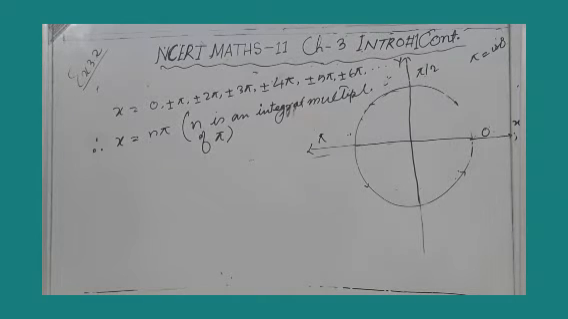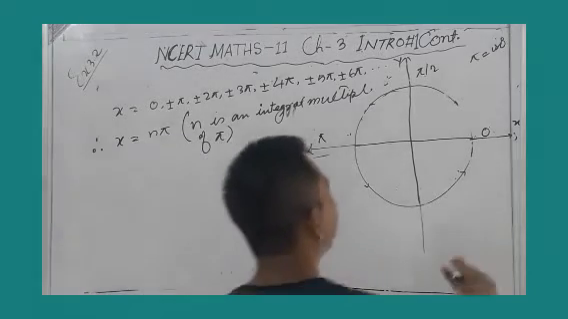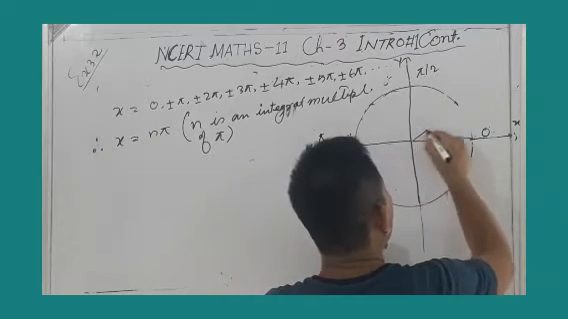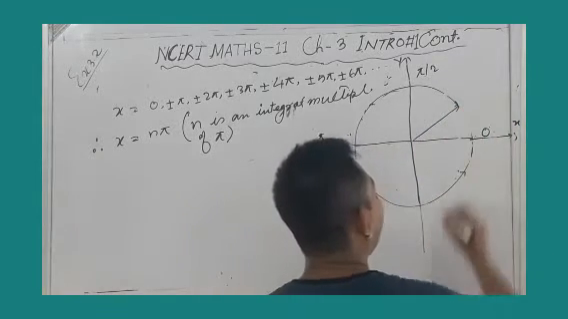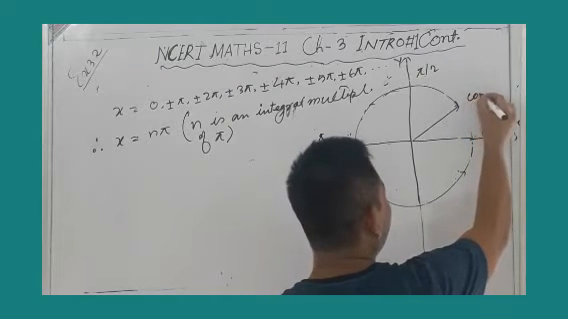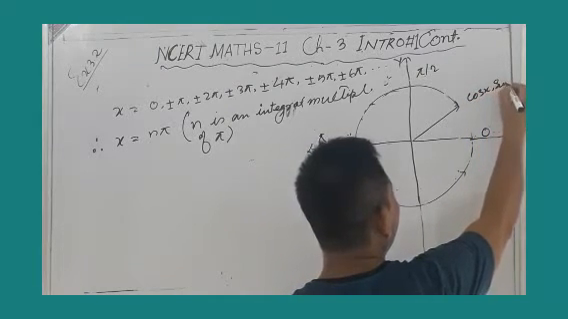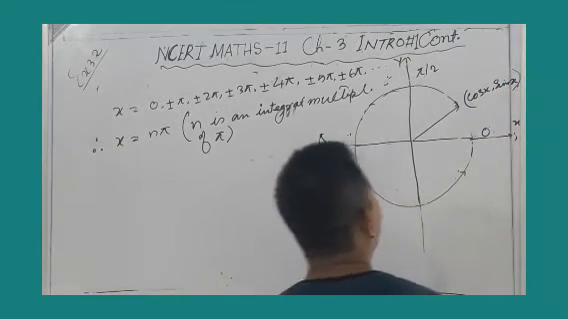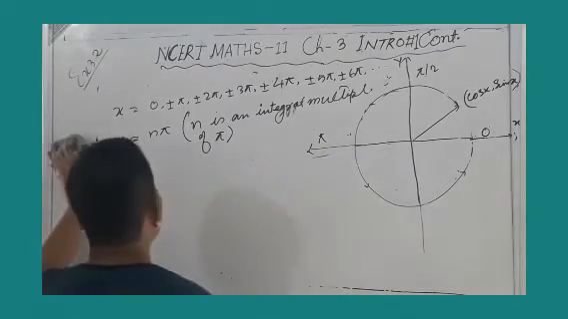Next, we have done sin x equal to 0. Now we will be discussing cos x equal to 0. When we have to understand that, let's say this is the coordinate system, sin x and cos x.